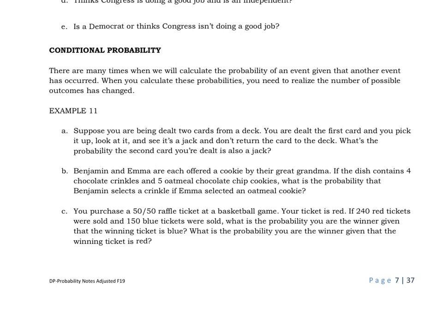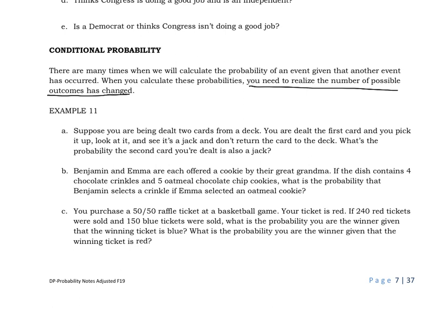So there are many times when we will calculate the probability of an event given that another event has occurred. When you calculate these probabilities, you need to realize the number of possible outcomes has changed. This right here is really important for us to remember in conditional probability. I also need to tell you that there's some more complicated formulas out there, but we're going to approach this from a more intuitive look, and I think you'll have a little bit better luck.